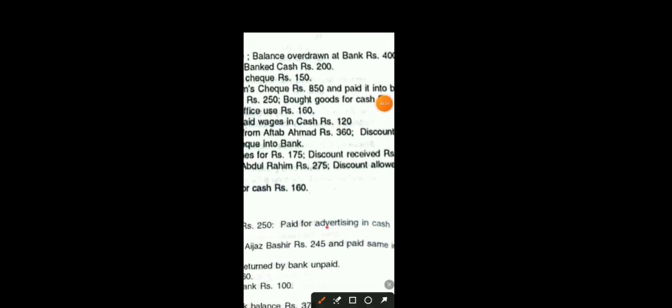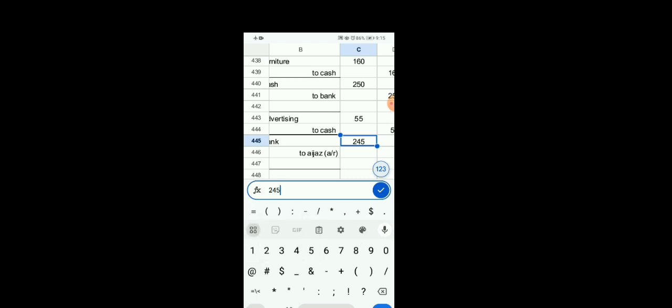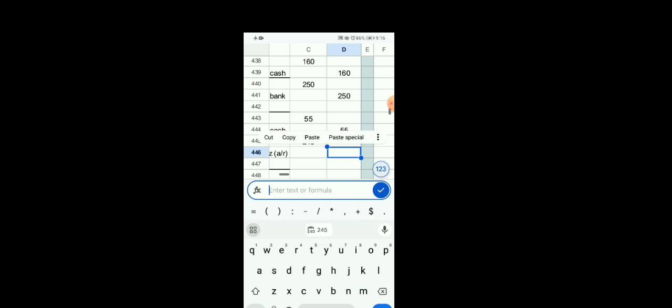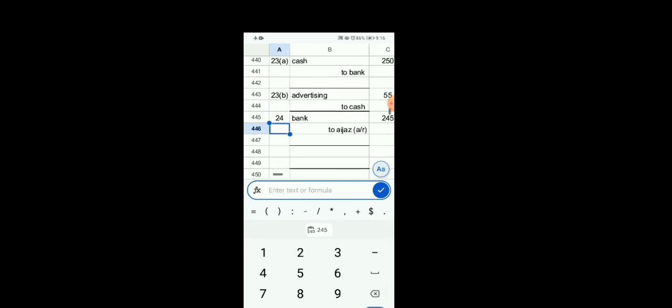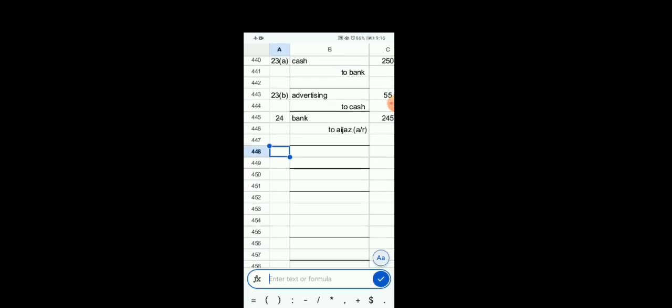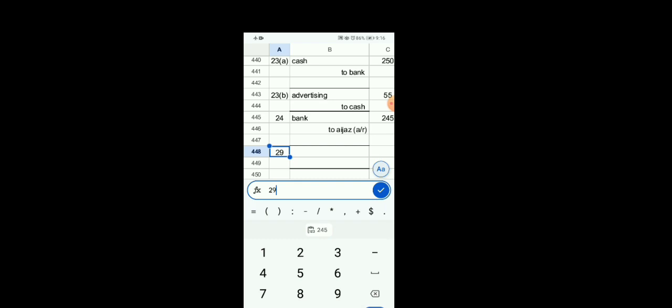Now let's see for 24. Amount was 245, and let's see if there is anything else. No discount. So 245 will be written on debit side, and same amount you are needed to post on credit side. This way entry number 24 is completed. Let's see what next entry it is. 29. So you are going to write 29 on date column.